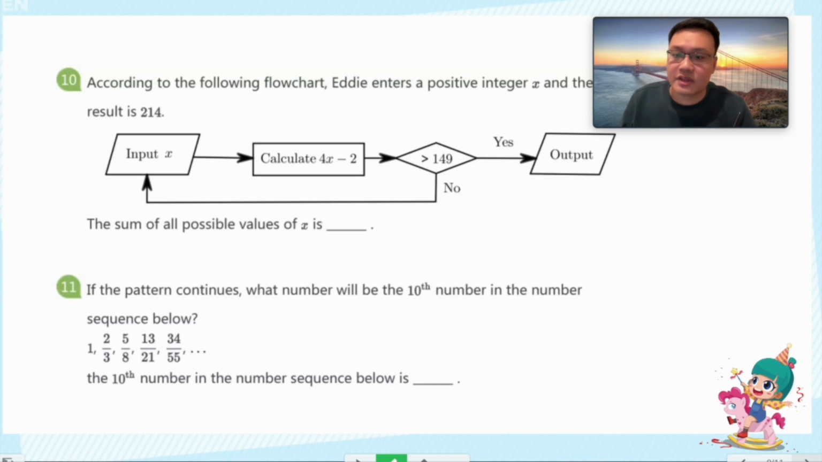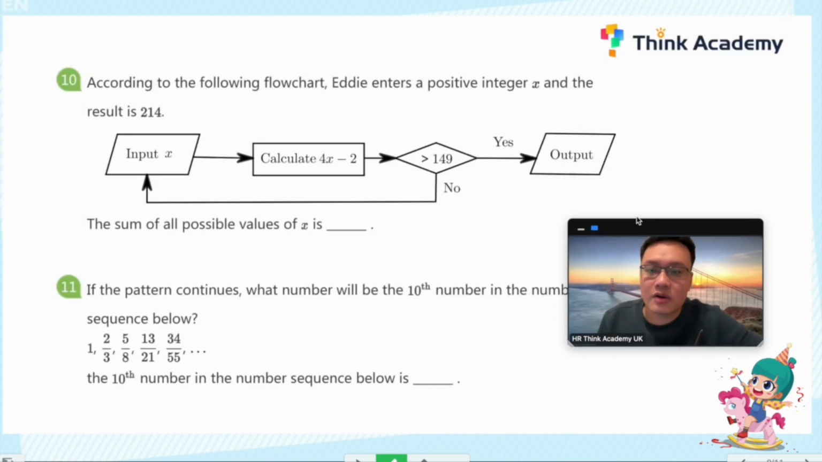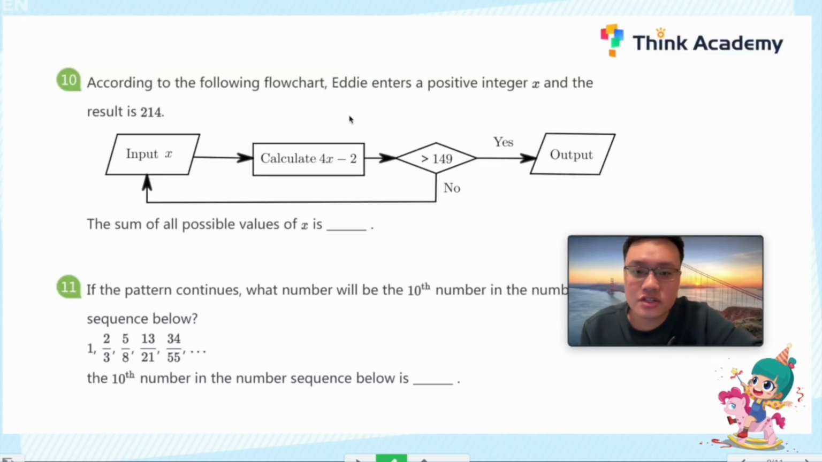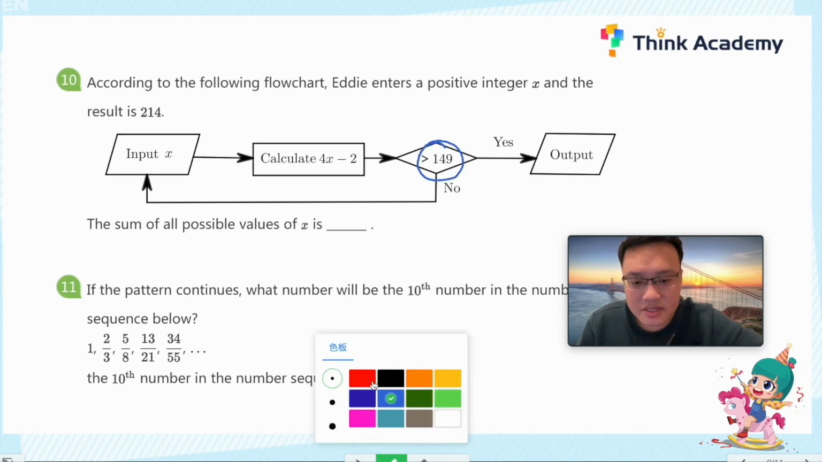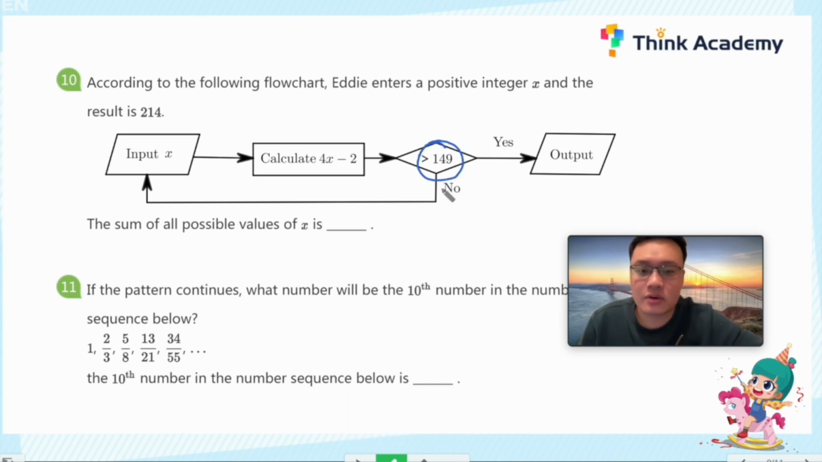Okay, so next one. According to the following flow chart, add the input of positive integer x, and the result is 214. You need to get the sum of all the possible values. Let's see. At this step, you have to tell whether that number is greater than 149 or not. If it's greater than that, you get output. If it's not, you're gonna go back to the input. So you input your output again, like a cycling problem.